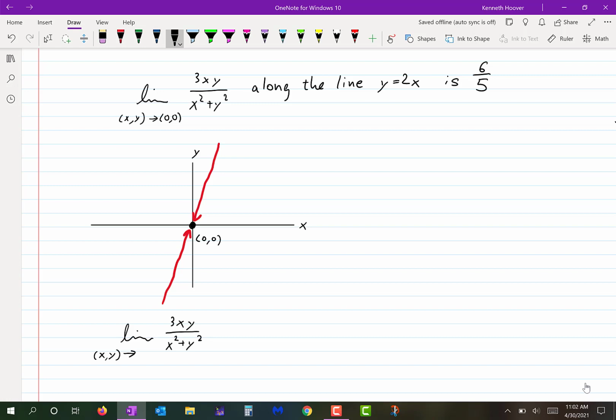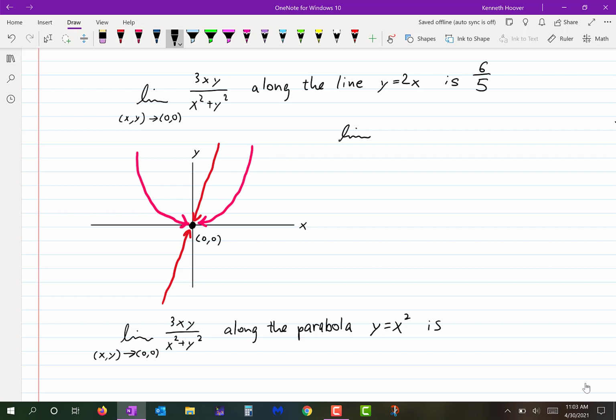Approaching the origin again. Except this time I'm going to say along the parabola y equals x squared. So let's write this in a different shade of red. If we approach the origin along one of these two paths, what limit would the function have? Let's calculate it.